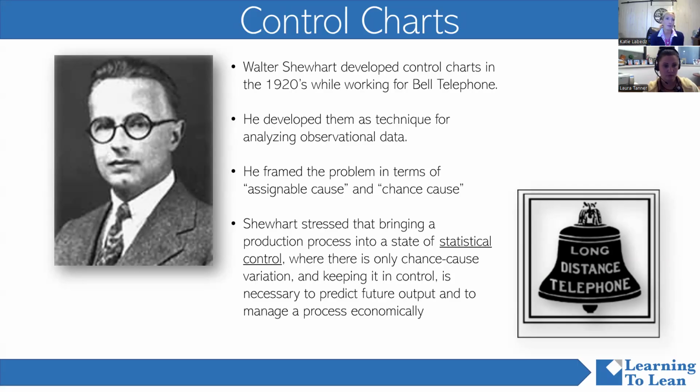What he used it for was working at Bell Labs. He wanted to bring the processes into a state of what we would say is statistical control, where there's only chance cause variation, and we'll go over that too, and keep it in control to produce or predict future outcomes. One of the things I like to talk about with control charts is that it can help you predict the future. It is a tool so powerful that by analyzing our data, we can predict the future with our processes.